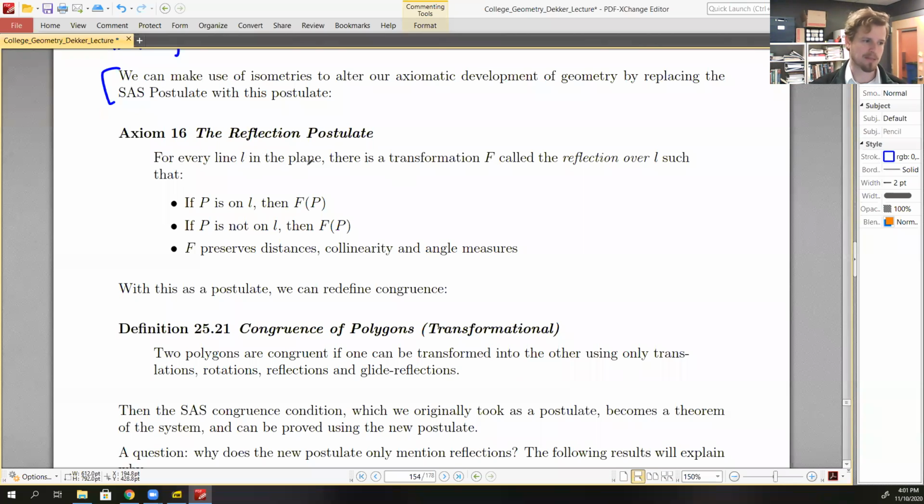So for every line L in the plane, there is a transformation F called the reflection over L such that if P is on the line L, then F of P is equal to itself, right? If it's on the line of symmetry, it doesn't go anywhere, or the line of reflection, rather. If P is not on the line of reflection, then F of P is on the opposite side of L compared to P. And then furthermore, F preserves distances, collinearity, and angle measures.